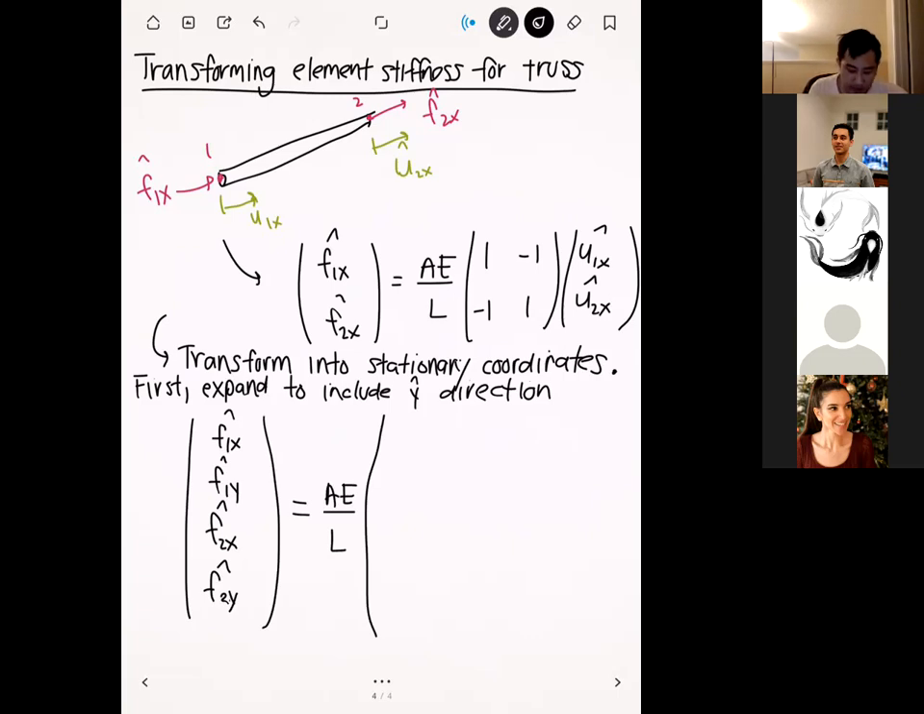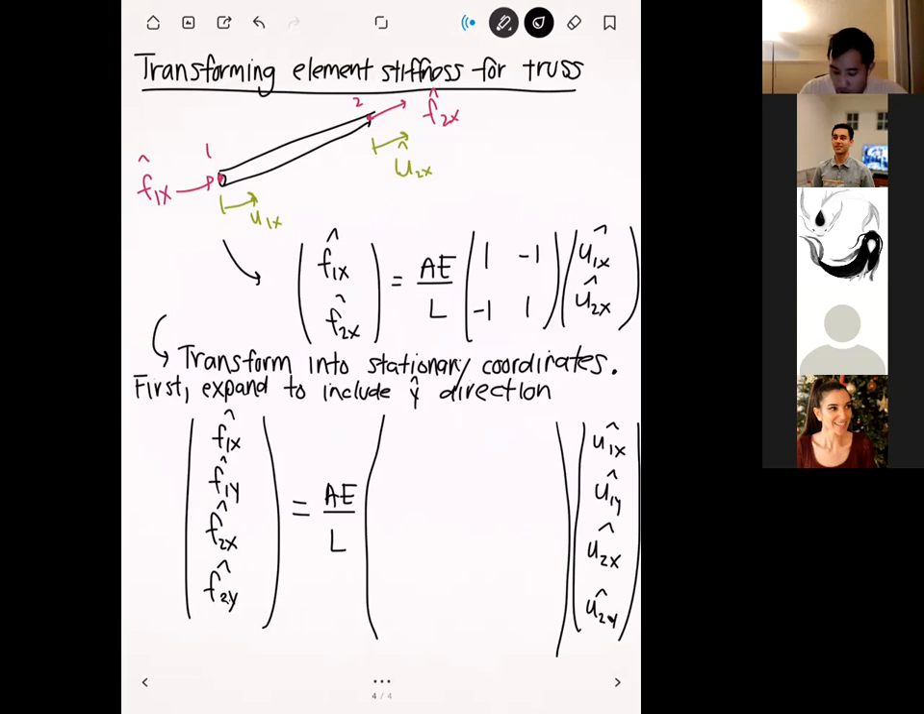And I'll show you the element stiffness matrix in a second, but let's write out the displacement vectors as well. So we're going to have u1 x hat, u1 y hat, u2 x hat, and u2 y hat. And so from here, we're just going to write down the entries in the matrix.